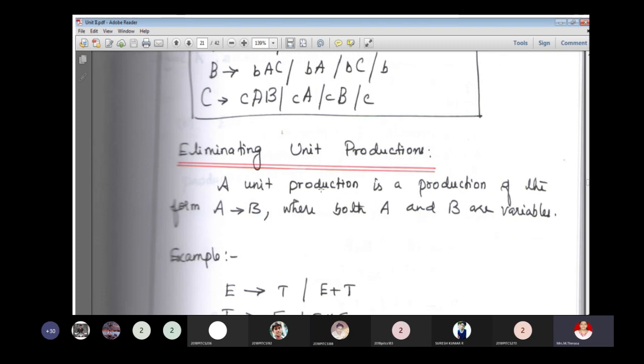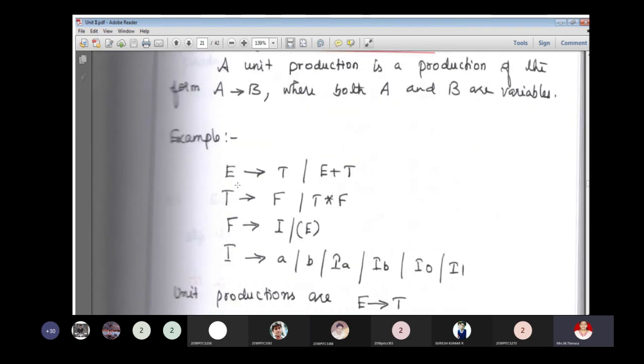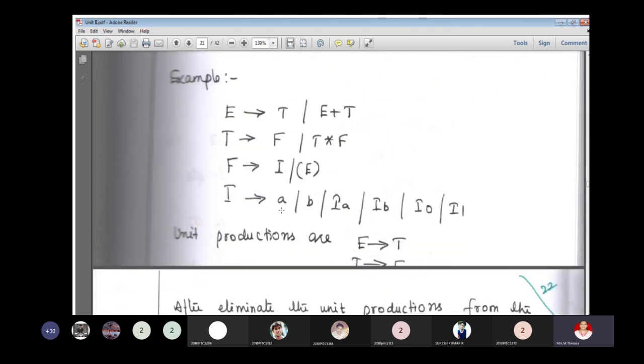A unit production is a production of the form A tends to B, where both A and B are variables. Okay. See, for example, E tends to T or E plus T. T tends to F or T star F. F tends to I or open parenthesis E close parenthesis. I tends to AB, IA, IB, I0, I1. So here what are the unit productions you have? E tends to T is a unit production. T tends to F is a unit production. F tends to I is the unit production.